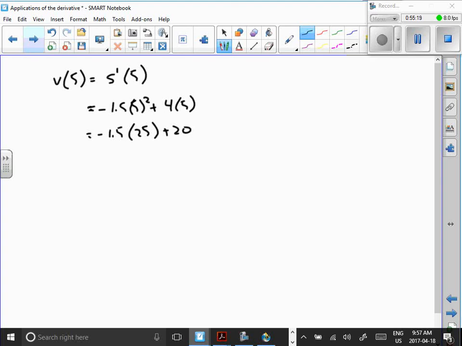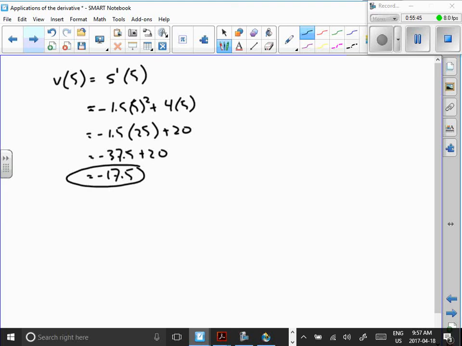Right, negative 37.5. Negative 37.5 plus 20, negative 17.5. So the object moves to the left at 5 seconds as well. That makes sense? And pretty fast compared to what it was doing at the other time, 3. Right? Okay.